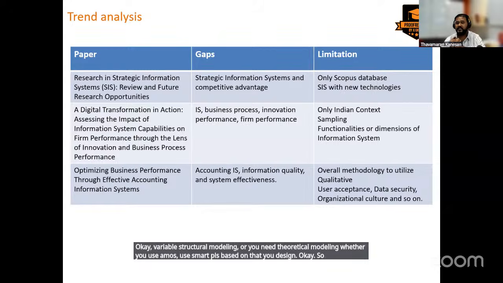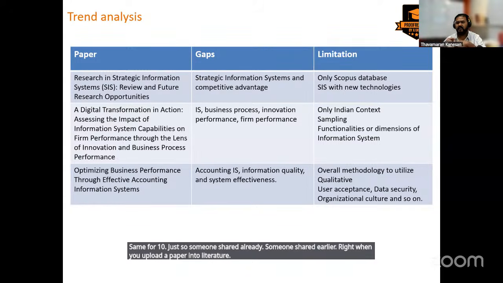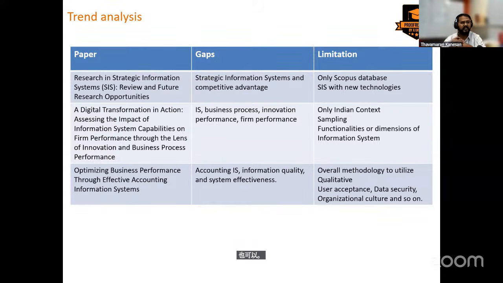Required papers and attach AI and ask it to create a literature review. Same, Fatin. Just now someone shared already. Someone shared earlier, right? When you upload the papers into AI and then you download, there is still a lot of summary with fake information. Someone already said earlier. You can go read and see. You'll find a lot of fake information there.